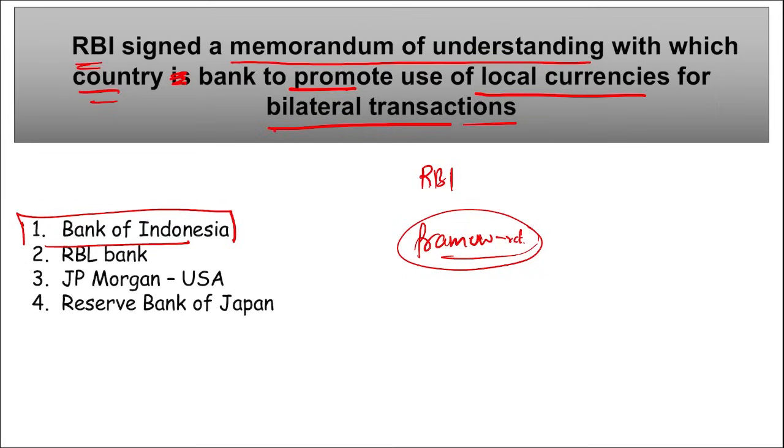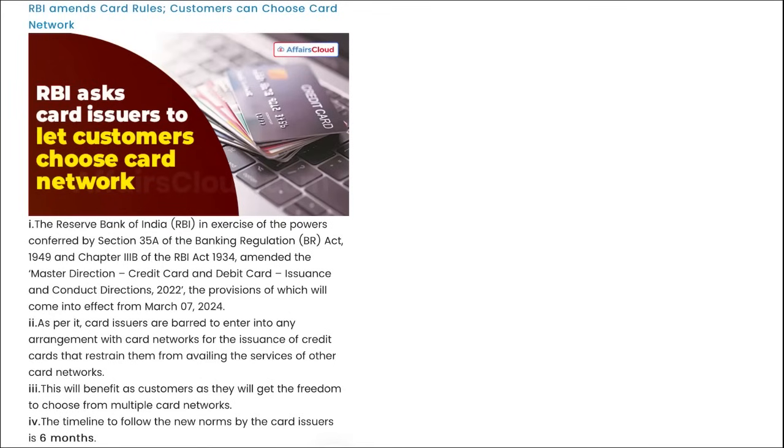And this MOU will cover all the transaction accounts, right, that can have the transaction, and the traders and the businessmen between these two countries. Right? This will promote more and more trade between India and Indonesia. This will reduce the settlement time for the transaction between India and Indonesia, and even the transaction cost will be reduced here. Correct?